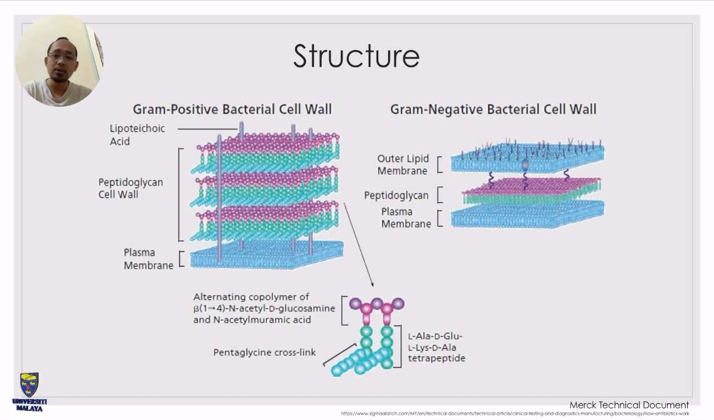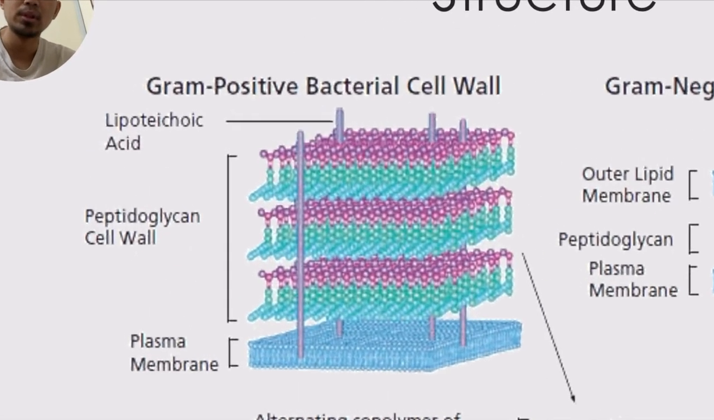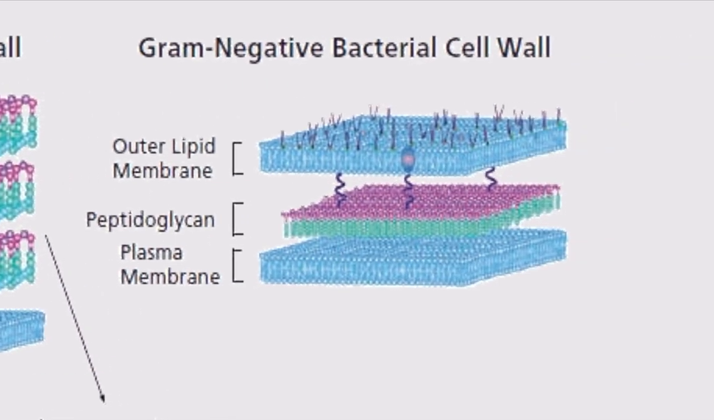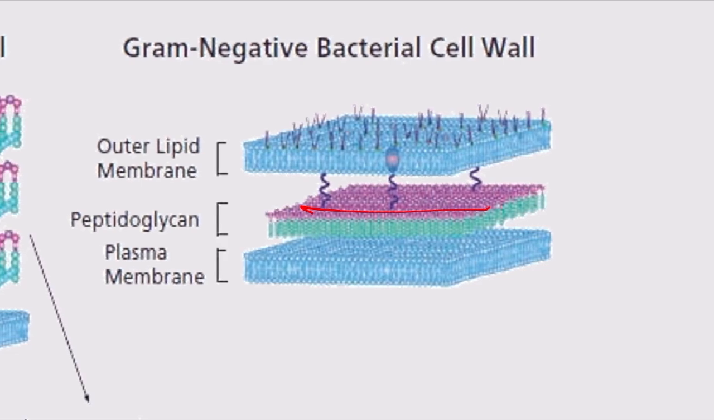So this is the structure. Again, I think this is a recap on the structure of a cell wall. For gram positive, what you get is a very thick layer of cell wall, while for gram negative, normally you have just a very thin layer of cell wall.